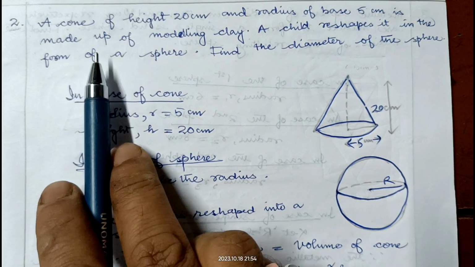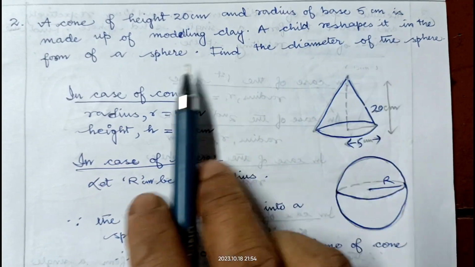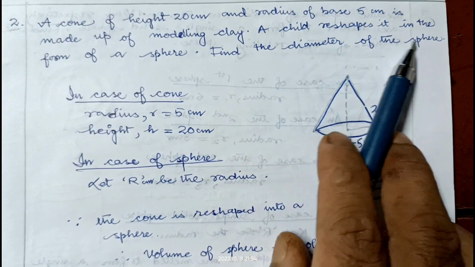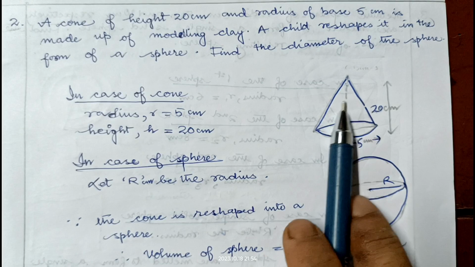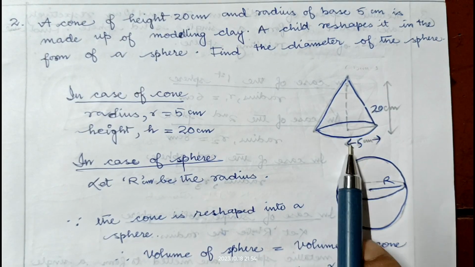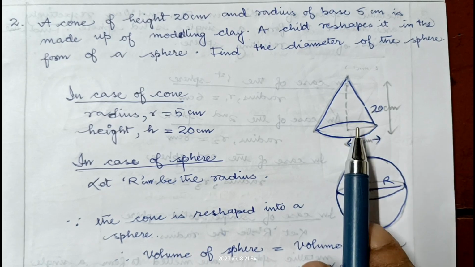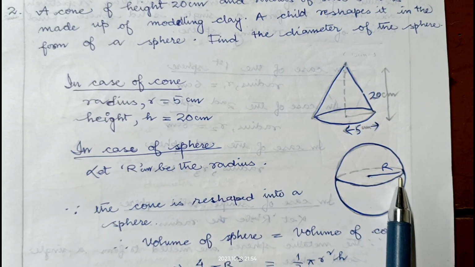Question number 2, it is given a cone of height 20 centimeter and radius of base 5 centimeter is made up of modeling clay. A child reshapes it in the form of a sphere. Find the diameter of the sphere. Here this cone is given whose radius is 5 centimeter and height is 20 centimeter. This one is remodeled in the form of a sphere. Suppose here radius is r, we have to find the diameter of this sphere.